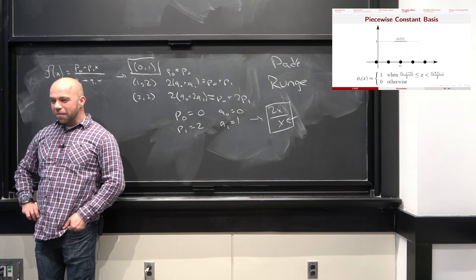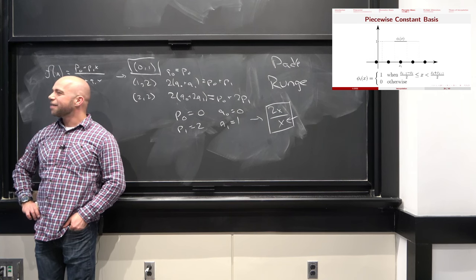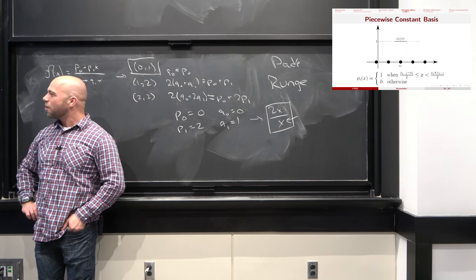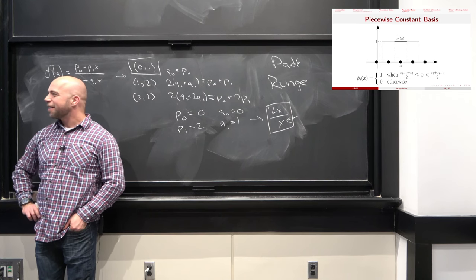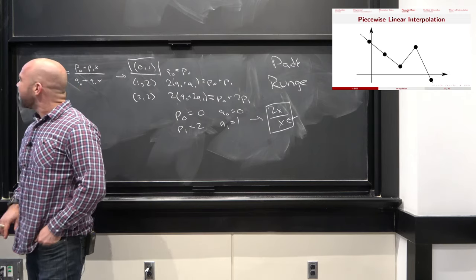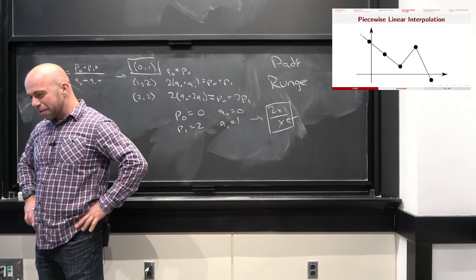So piecewise constant feels a little bit brain dead. For one, it is discontinuous. So let's say I wanted one more level of continuity. What should I do? Piecewise linear. Thanks, Paul. So here's piecewise linear interpolation. It's got a bunch of straight lines.